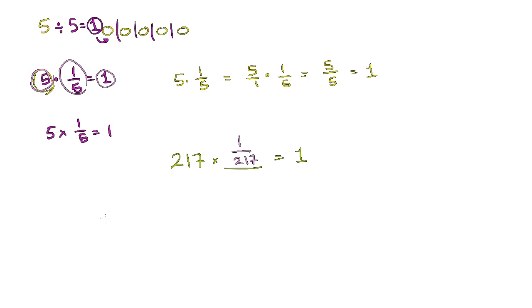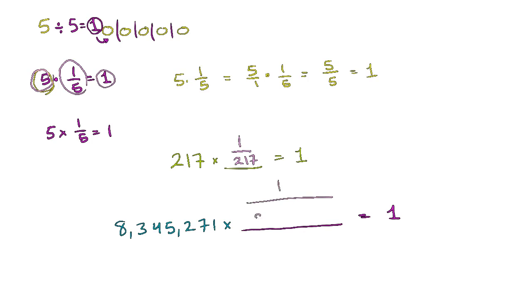If I have some crazy number, 8,345, that's actually not so crazy. Let's turn it into something in the millions: 8,345,271. And I say, what do I have to multiply that by, and I'll use this multiplication symbol right now, in order to get 1? Well, I just have to multiply by the inverse of this, the multiplicative inverse of this. So 1 over 8,345,271.